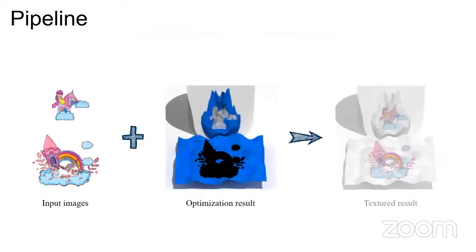After that, we project the input images onto the saucer to generate texture. The remaining conflict areas' colors are set to the average of the colors of the corresponding pixels in the input images.